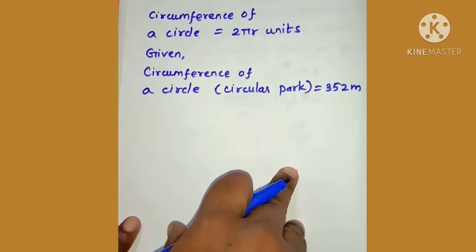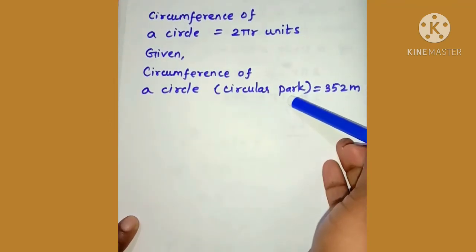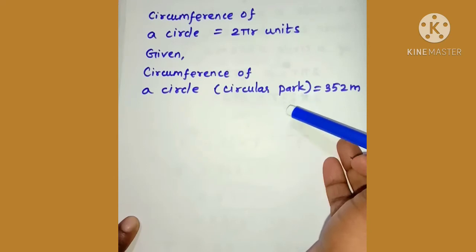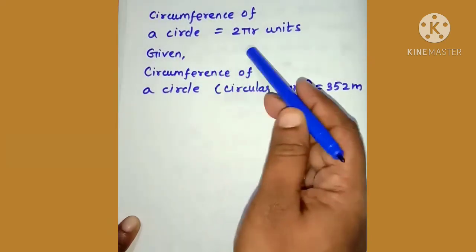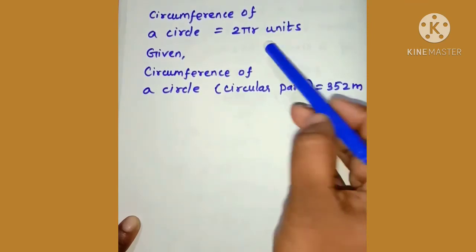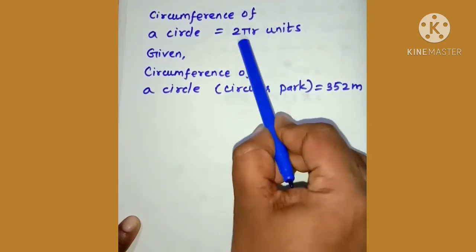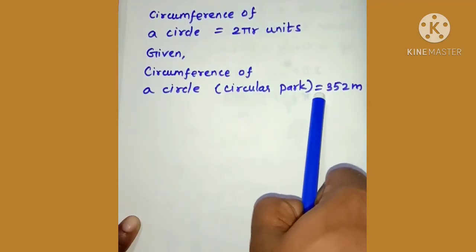Fourth problem. The circumference of a circular park is 352 meter. Find the area of the park. So students, here find the area of the park. So area of the park is pi r square unit. So here we have to find the value of r because the radius is not given in the problem. Instead, the circumference of the circle is given, which is 352. So we know that circumference of the circle is 2 pi r unit. So equating these two values, we can find the value of r.